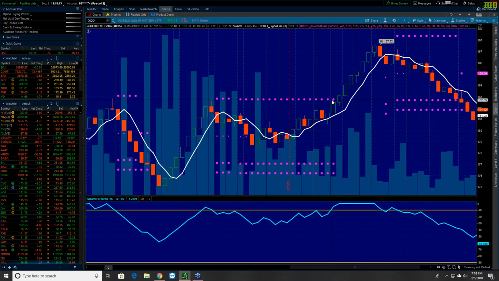Right? And that's where most retail traders get off track. All of their losses are very large losses, and their winners are small winners, and that's not a good position to be in long term. The numbers just don't work out.